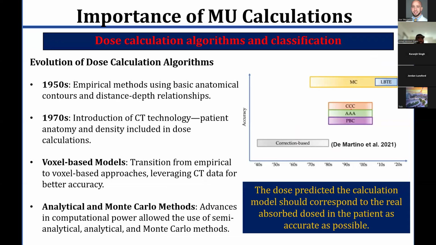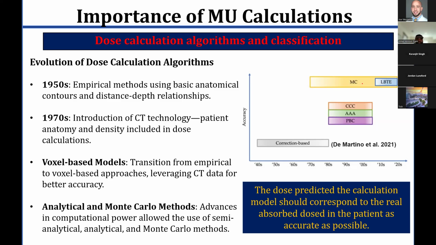Remember that those measurements are done in the water phantom, and therefore we use calculation models in order to calculate the dose in a patient. Historically, the evolution of those calculation algorithms over time tells us a story of how technology has advanced in medical physics, adapting to improve accuracy and reliability in patient treatments. In this slide, I just want to go briefly through some of the evolution in TPS, or in the calculation algorithms that we currently use.